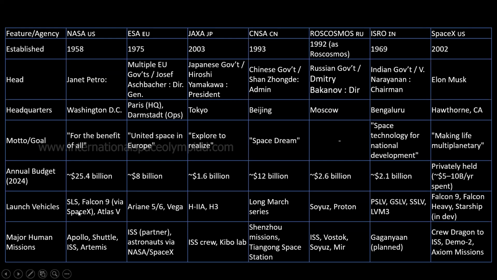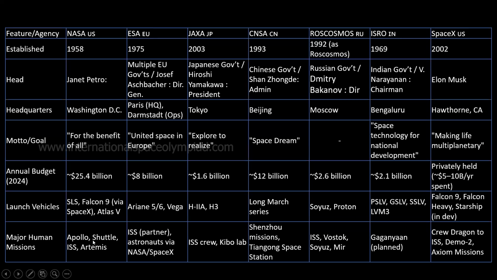Okay, and major launch vehicle Falcon 9. Falcon 9, again, I said that it's actually via SpaceX. So there is collaboration between NASA and SpaceX. Then Ariane 5, 6, that is from ESA. Then H2A, H3, that are from JAXA, Long March series from CNSA, Soyuz, Proton, etc. from Roscosmos, PSLV, GSLV, SSLV from ISRO. SSLV is a small satellite launch vehicle, and LVM3 from ISRO, then Falcon 9, Falcon Heavy, Starship in development from SpaceX.